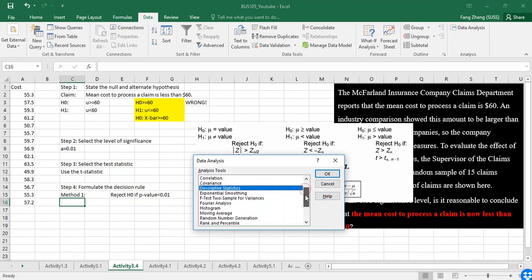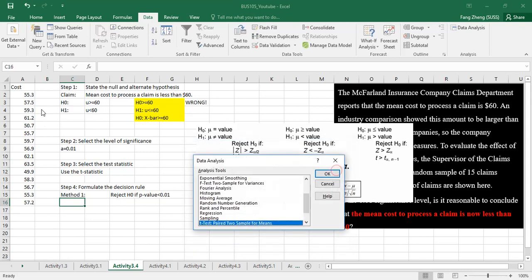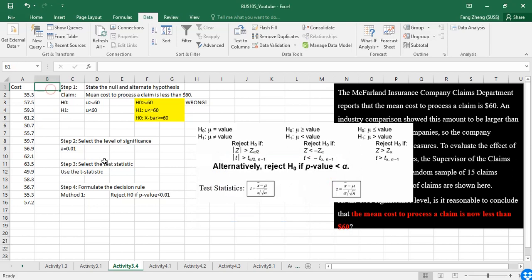So here we need to find the hypothesis testing. Under data analysis we have the t-test, 3 t-test, 1 z-test. But all of these tests are about 2 samples. However, for the question here, we only have 1 sample. So how can I do that? One way we can do that is to create a dummy column. Okay, we need to create a dummy column.